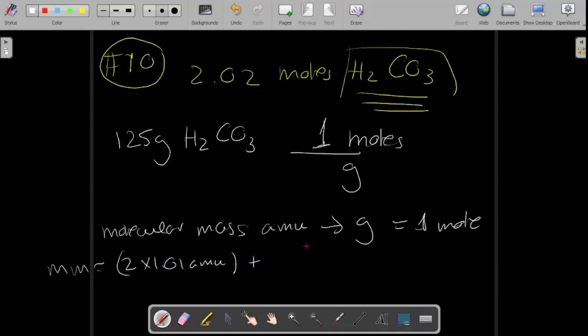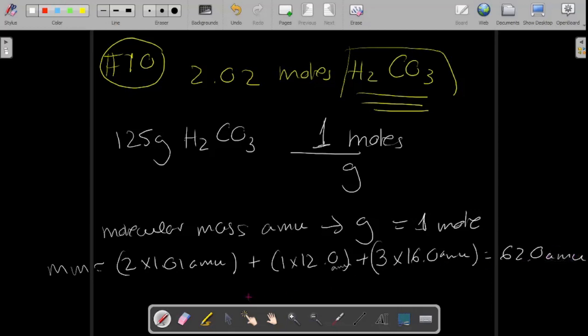And then I have a carbon. Carbon is in position 6, so 1 times 12.0. And then I have 3 oxygens, which is in position 8, and each one is 16. I forgot to put AMUs, but we're calculating AMUs. So if I do that, my molecular mass for this compound is 62.0 AMUs.